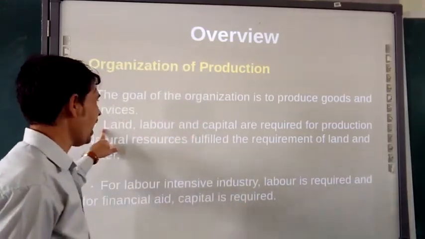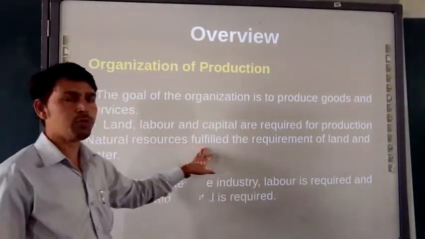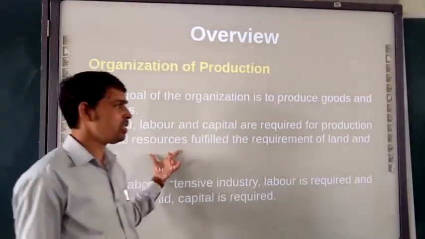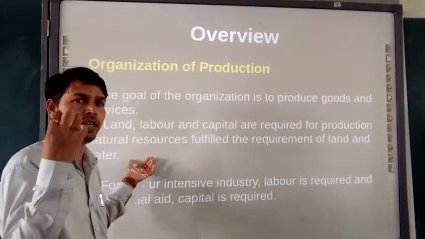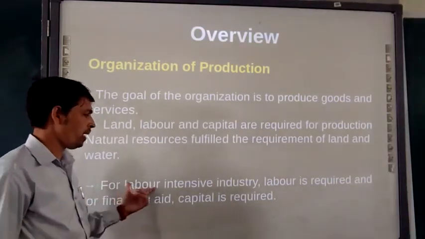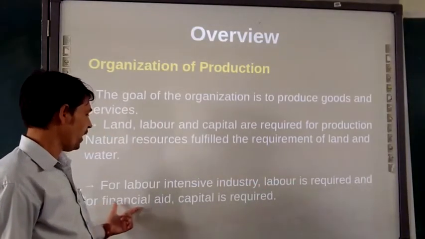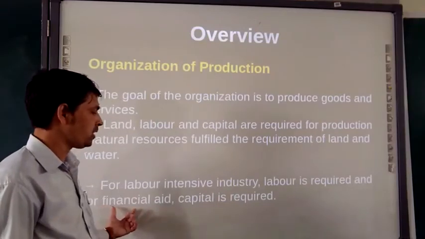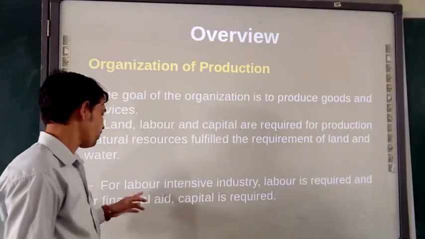Next, the land, the labor and the capital are required for the production. Natural resources fulfill the requirement of land and water. So from the natural resources, we take the land and water for manufacturing in that particular industry or unit or a farm where we are going to produce a particular good. For a labor intensive industry, labor is required, and for financial aid, capital is required. For the labor purpose, we also require the capital.